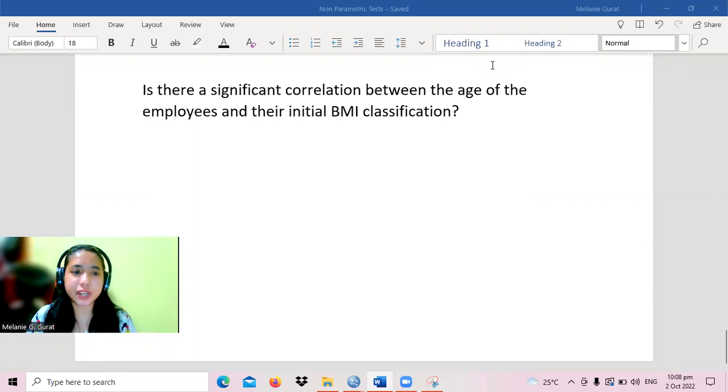So our concern is to answer this problem. Is there a significant correlation between the age of the employees and their initial BMI classification?